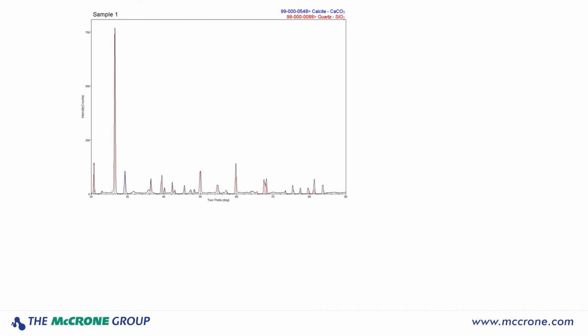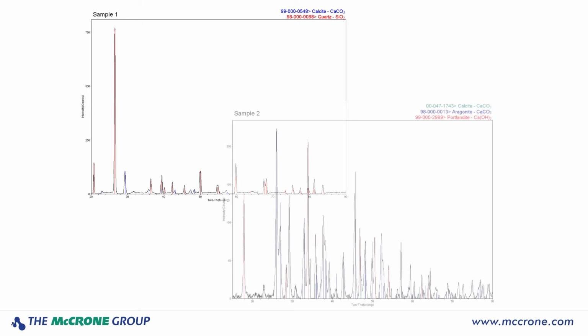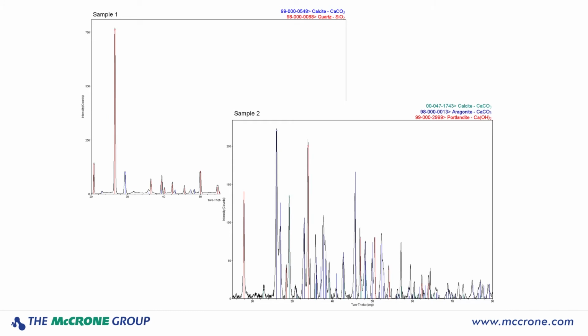So if we analyze these by X-ray, you can see sample 1 did in fact have a lot of quartz in it, actually a large amount of quartz in this sample, in addition to calcite. Whereas the non-spall sample was a combination of calcite, aragonite, and calcium hydroxide or portlandite. This gave the conservators a lot of information to distinguish where the spall was coming from and what the original fresco was made of.